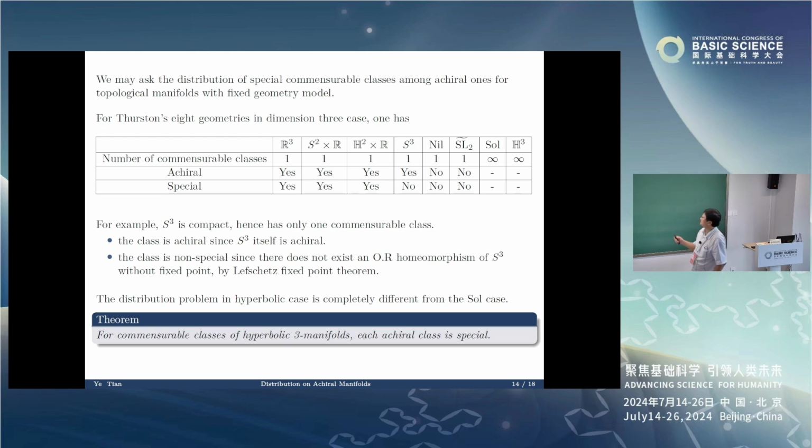Anyway, so now the main problem is about Sol and H3. But for H3, the distribution problem is completely different. Each achiral one is spatial. So if the class contains an achiral manifold, it must contain a non-orientable manifold.